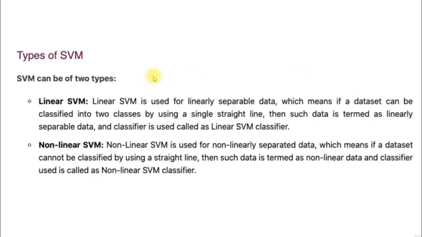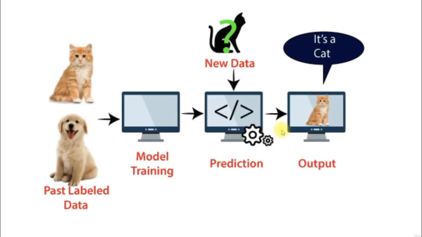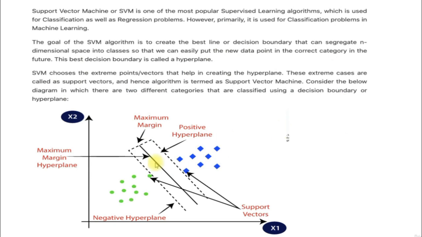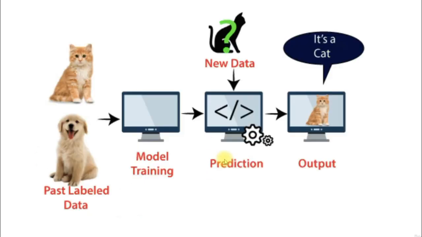Now let's study the different types of SVM. So SVM can be of two types. The first one is linear SVM. Linear SVM is used for linearly separable data, which means if a data set can be classified into two classes using a single straight line, then such data is termed as linearly separable data, and the classifier used is called a linear SVM classifier. So again, going back to the image, all the data points inside the data set can be separated by a single straight line. So this is an example of linear SVM.